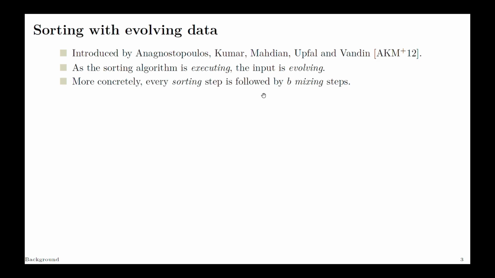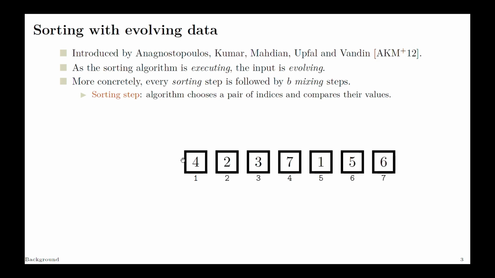More concretely, every sorting step is followed by B mixing steps. In a sorting step, the algorithm chooses a pair of indices and compares their values. Based on this output, it can decide how to update the order of the elements that it maintains. The simplest way to react to this output is to sort the pair of values that it just compared.